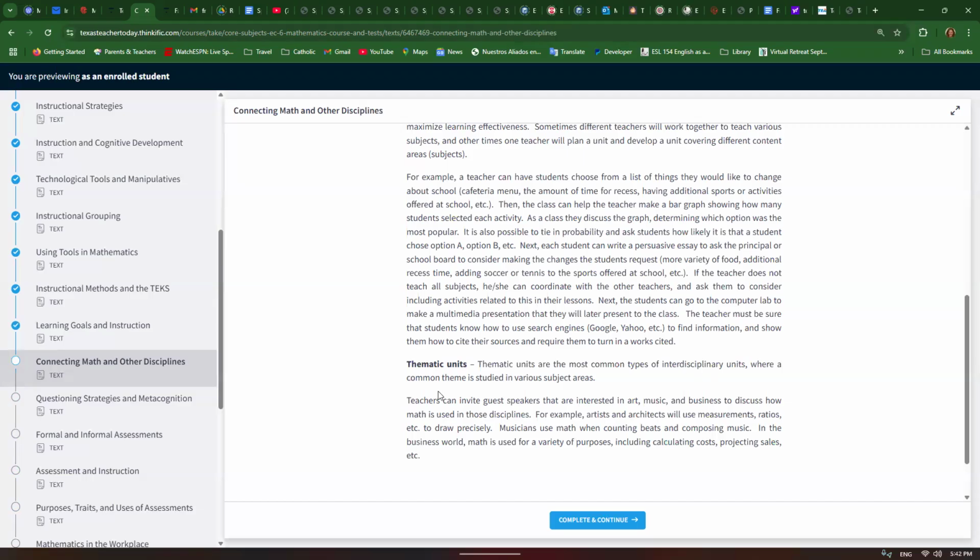Maybe for social studies, they read about Johnny Appleseed. Language arts, they write a response. Art, they draw a picture. Math, they learn how to follow a recipe to double a recipe and make applesauce, something like that. So the theme is apples and it's interdisciplinary because it connects different subjects.